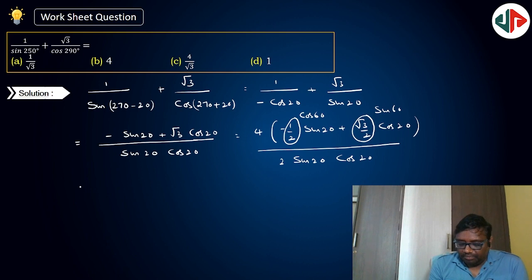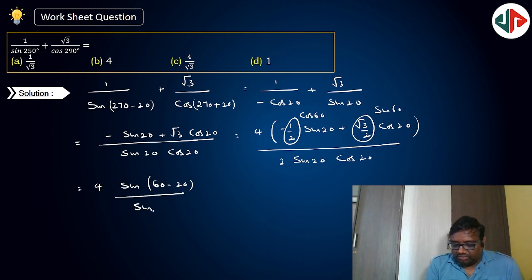Now it is in which form? 4 times of sine A cos B minus cos A sine B. So this value we can rewrite as sine of 60 minus 20, that is sine 40. Denominator is in the form of 2 times sine A into cos A. Both will be cancelled. So your answer is 4.